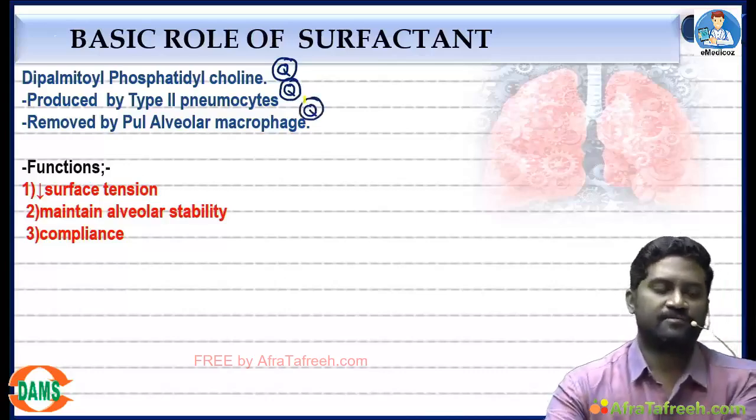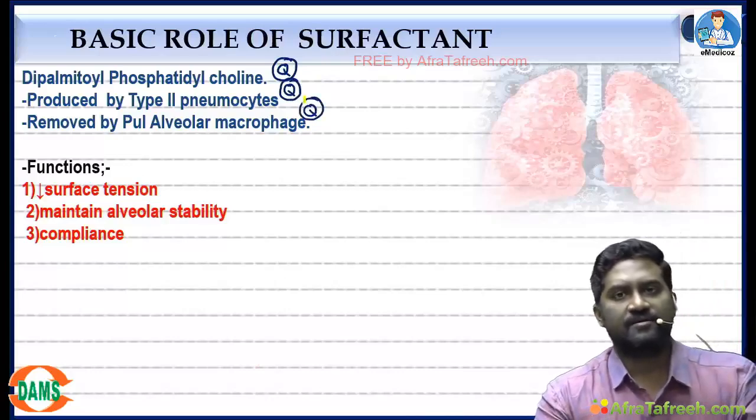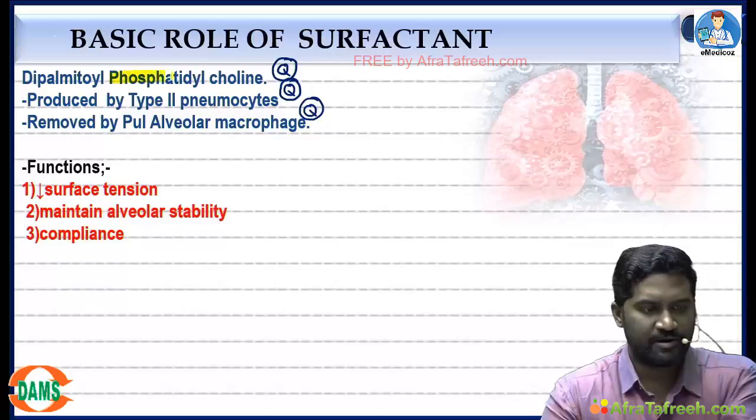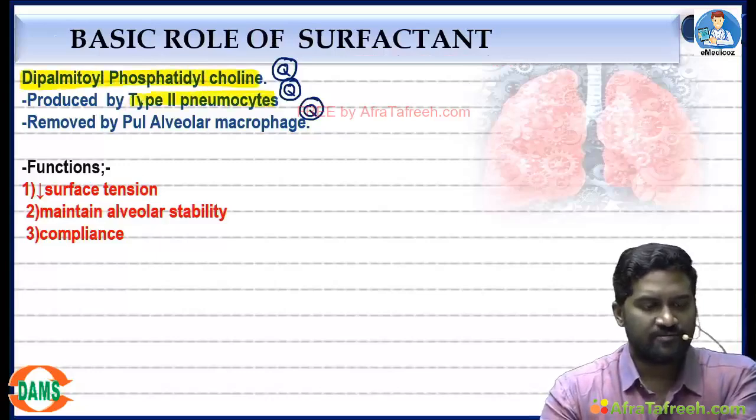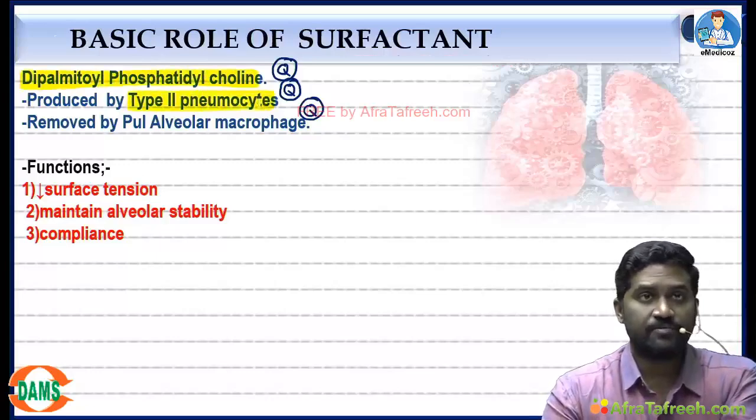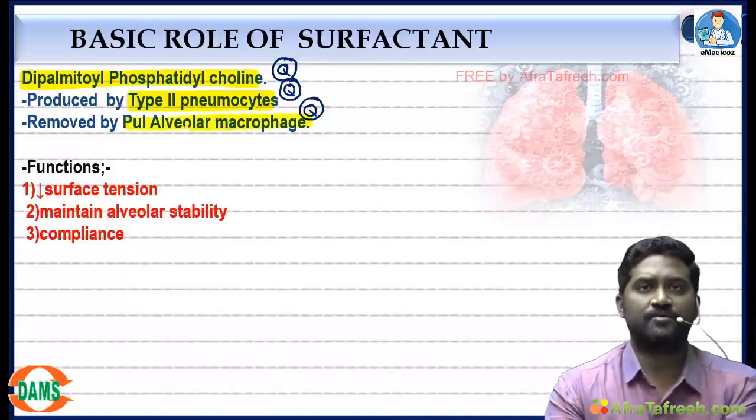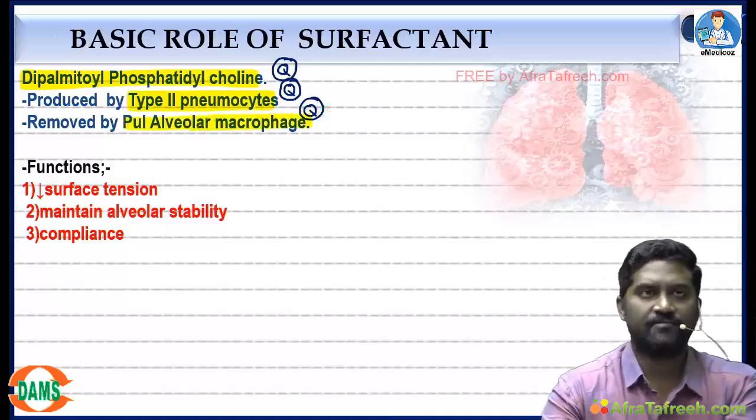So very simple, students. Surfactant is predominantly made up of dipalmitoyl phosphatidylcholine. This is the major component of surfactant. How is it produced? It is produced by type 2 pneumocytes, and it is removed by pulmonary alveolar macrophages.